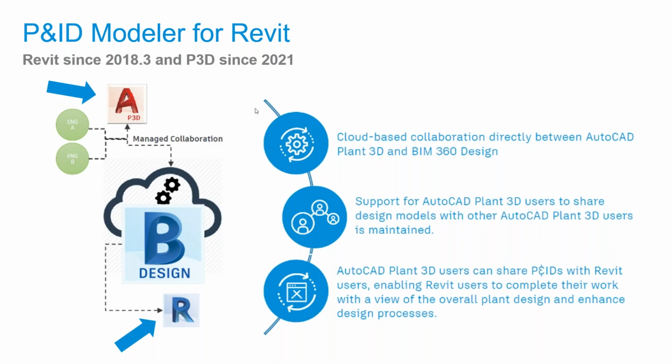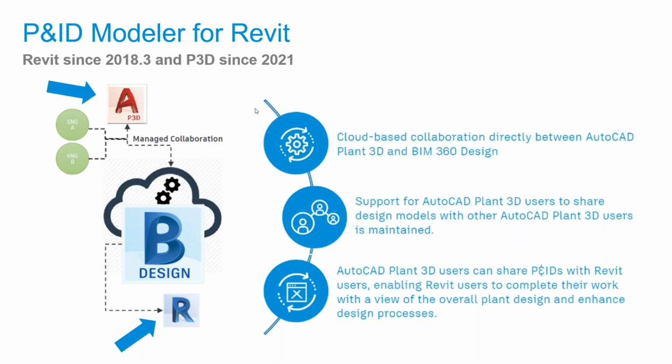And what Revit does is it has access to the P&IDs, and it brings in a panel where you can make use of the P&ID in order to create your Revit piping. So this is what the P&ID Modeler does. Let me give you some more introduction, some more information.